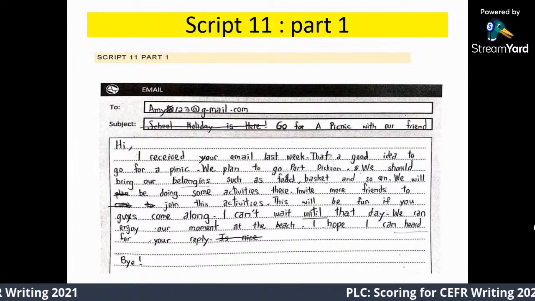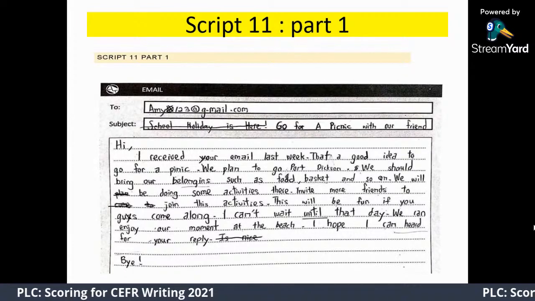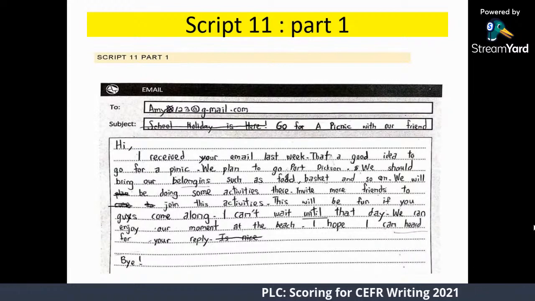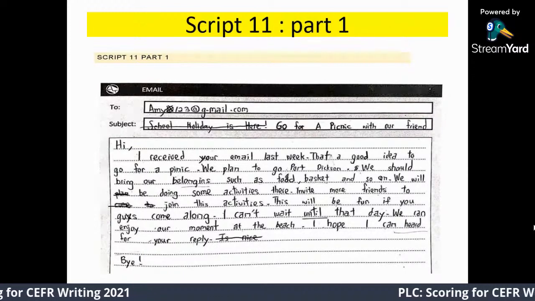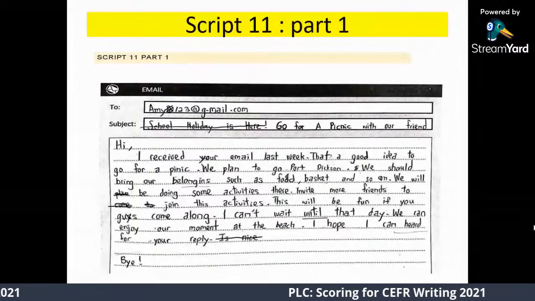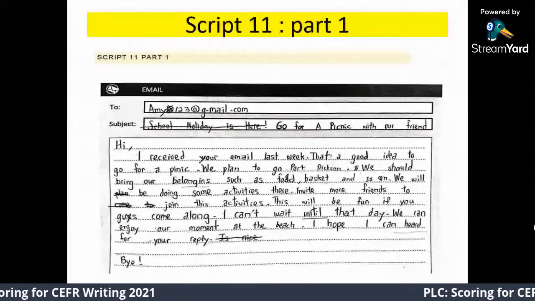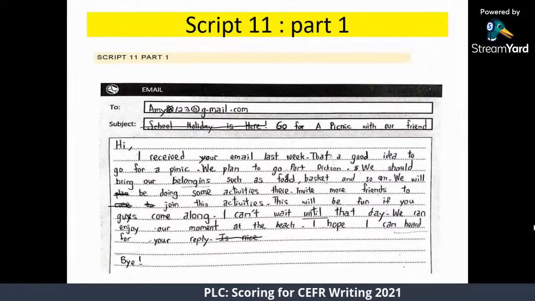Okay. Basic vocab is used reasonably appropriately, like belongings and basket and fun and guys and beach. So language, there isn't any complex form, so you cannot give high. And even the errors are quite apparent, right? I hope I can heard for your reply. Okay, so you cannot give more than 4. 4, 5, definitely no. Okay, content was 4, communicative achievement was 3, organization was also 3, language also 3. So the total was only 13.